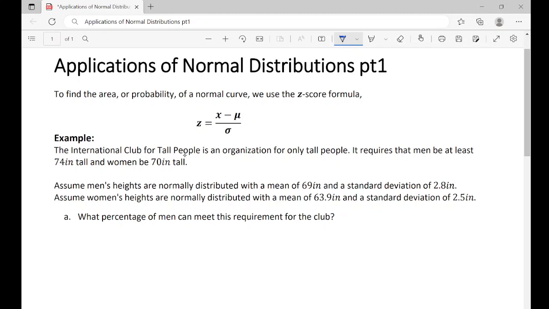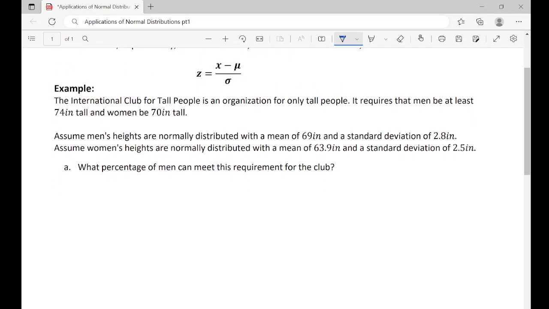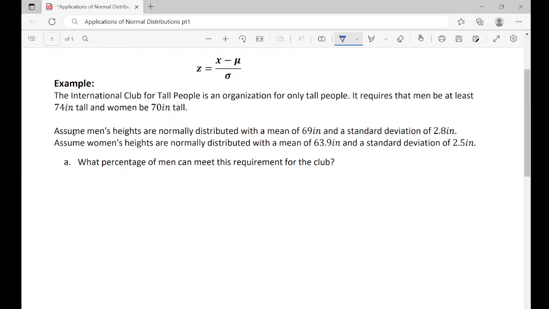The International Club for Tall People is an organization for only tall people. It requires that men be at least 74 inches tall and women be at least 70 inches tall. For the sake of this question, we're going to assume that men's heights are normally distributed with a mean of 69 inches and a standard deviation of 2.8, and that women's heights are normally distributed with a mean of 63.9 inches and a standard deviation of 2.5 inches. So what percentage of men can meet the requirements for this club?